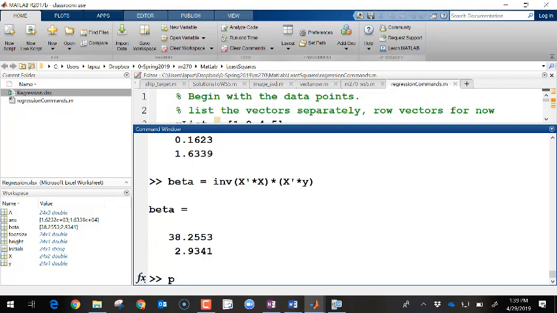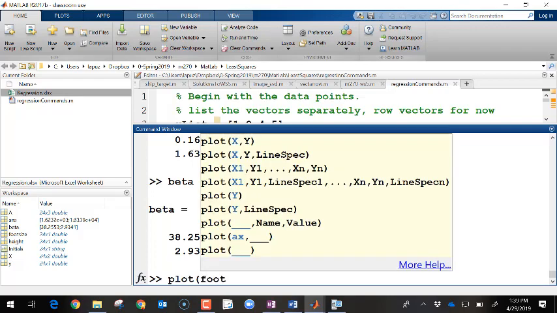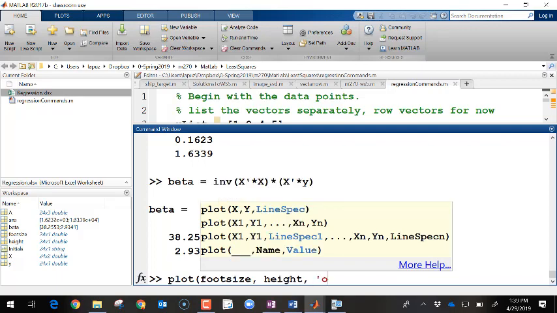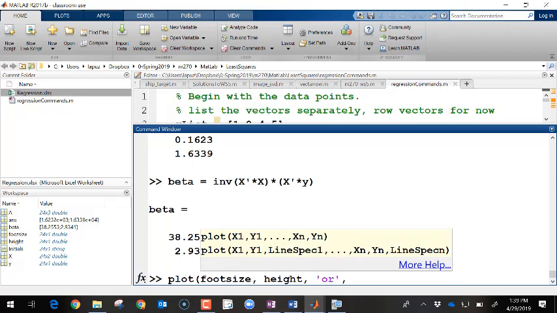How do you plot? Sure, we're going to plot the foot size and the height. And I think there are some commands where we can make it O and red. And then we want to plot the line. So the line is going to be foot size, and then the equation of the line.